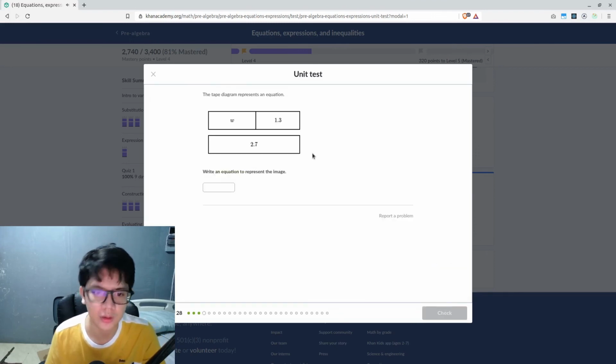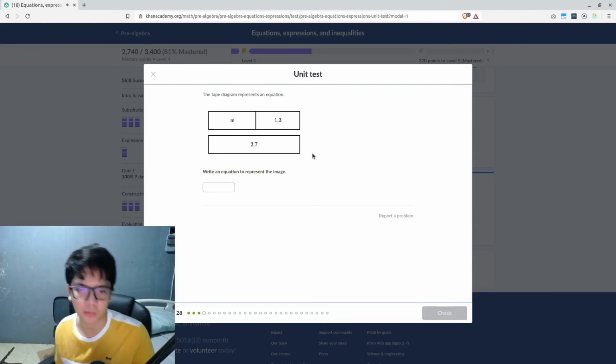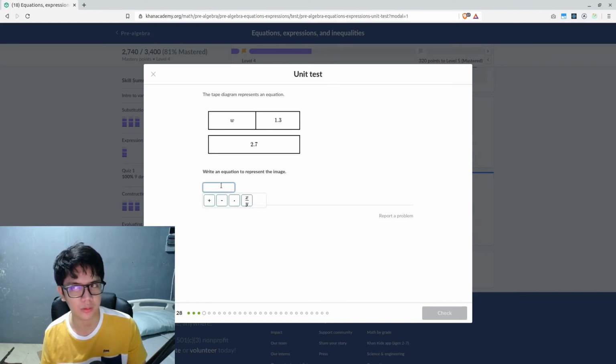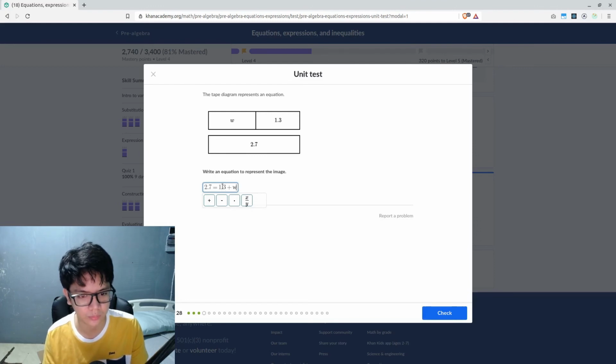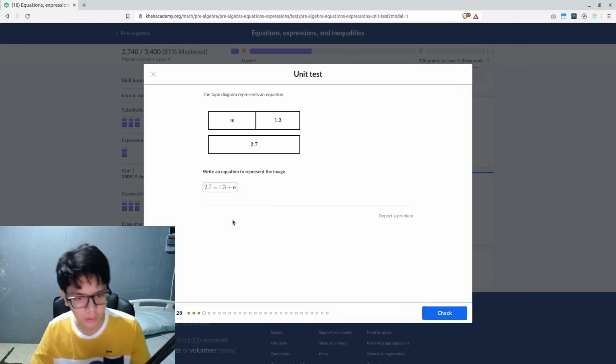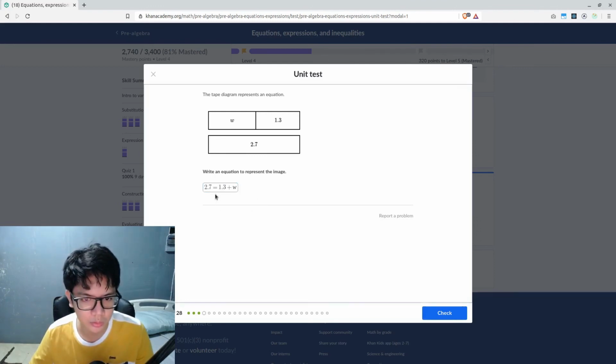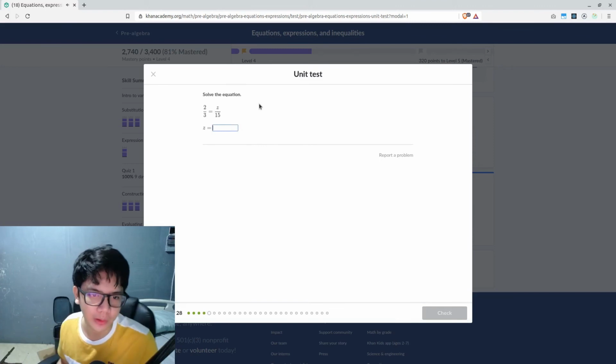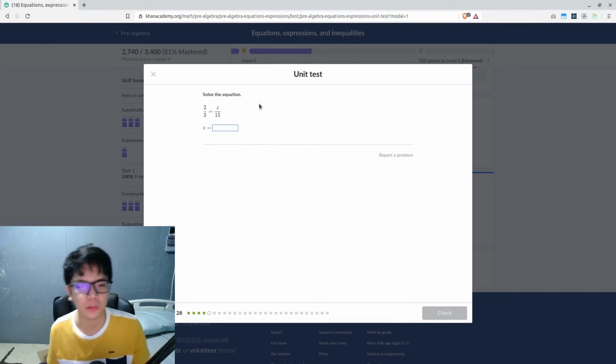Okay, cool. Let's see. The tape diagram represents the equation. Write an equation to represent the image. It's supposed to be like this, right? 2.7 equals 1.3 plus double. Solve the equation. Oh wow, this is insane.